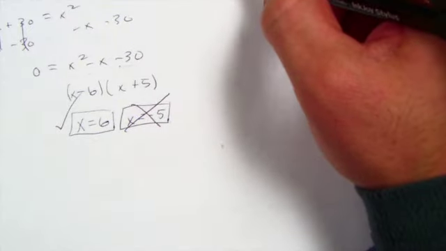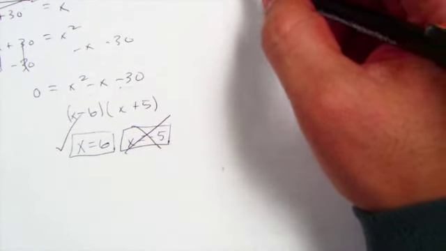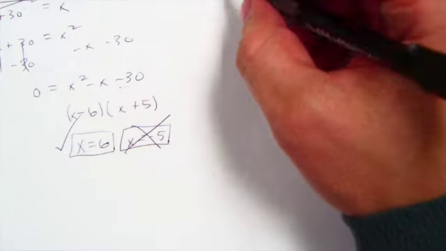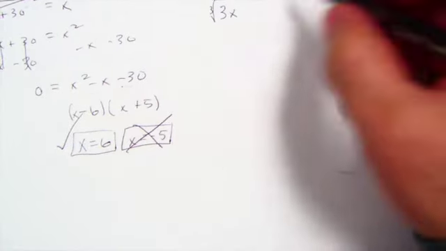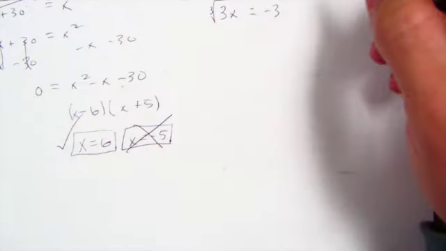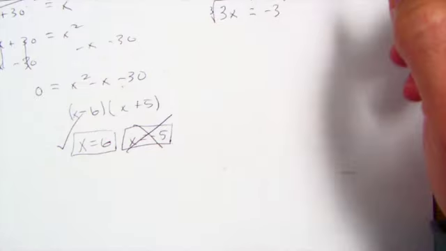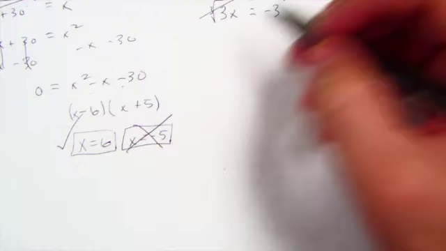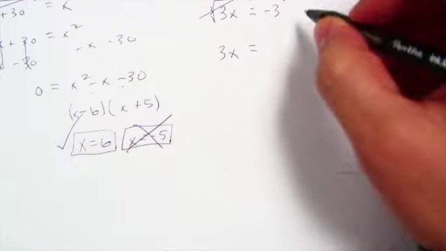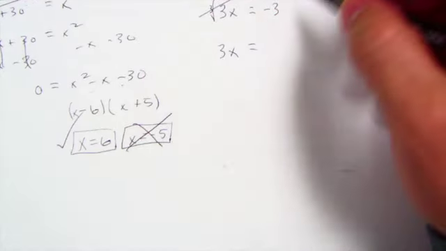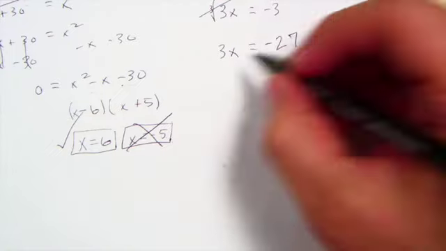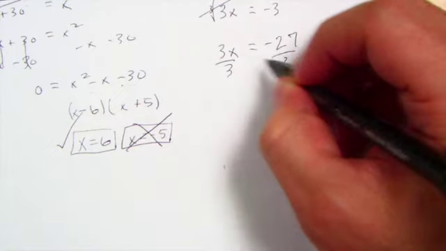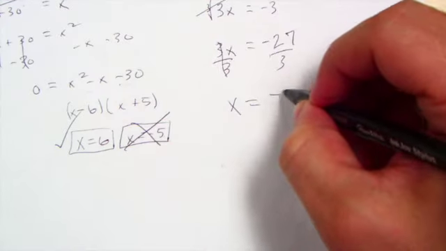One more. This is the third power, which means that's a cube root. So this is technically the cube root of 3x minus 3. So I'm going to cube both sides to get rid of that root, which gives me 3x equals, negative 3 cubed is negative 27. Divide by 3. X equals negative 9.